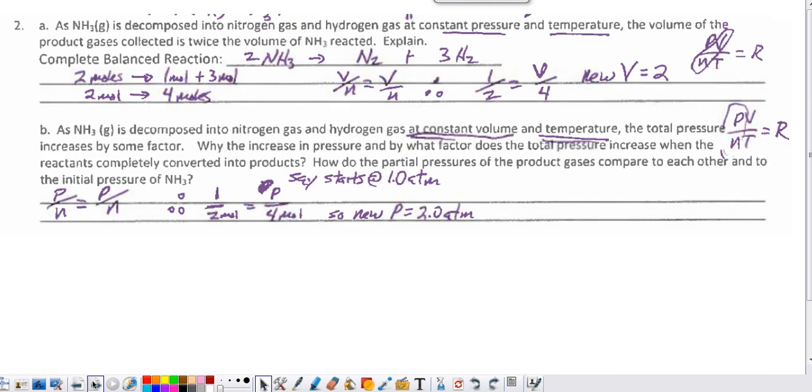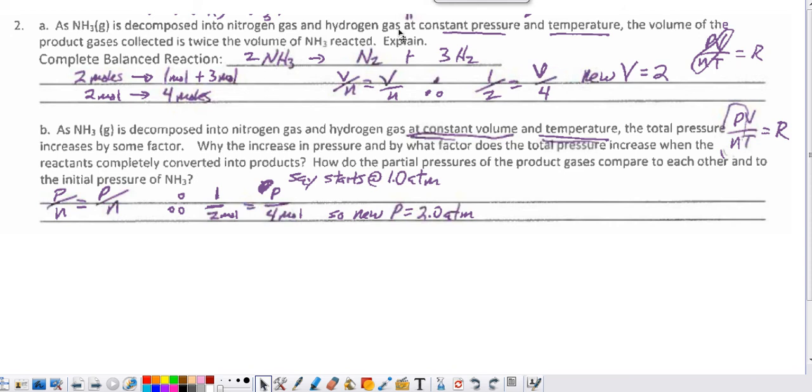Number 2. Number 2 is good old the Haber process. It's actually the reverse of the Haber process. We're decomposing ammonia back into nitrogen and hydrogen. A and B have 2 very different situations. First, let's look at the reaction. We have ammonia breaking down into nitrogen and hydrogen. We must balance this reaction to make our assumptions correct regarding moles, pressure, and volume.